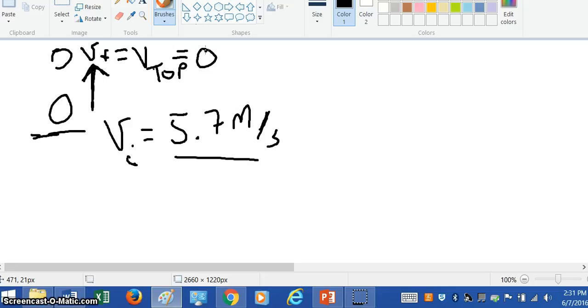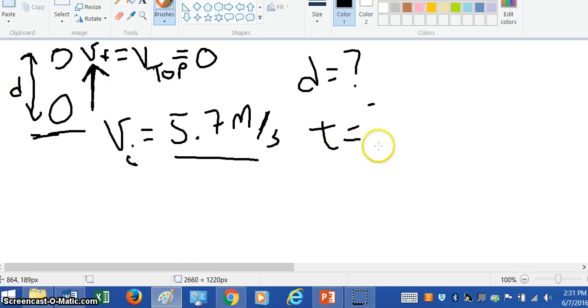So we know that. But with just this information, we can work out several things. Let's figure out, traveling upward with this speed, how high does it travel? What's the distance? Just think of it visually. How high did it go? What's d? And also, how much time does it take to reach the top? We can work that out as well, with just knowing that the initial velocity was 5.7 meters per second.